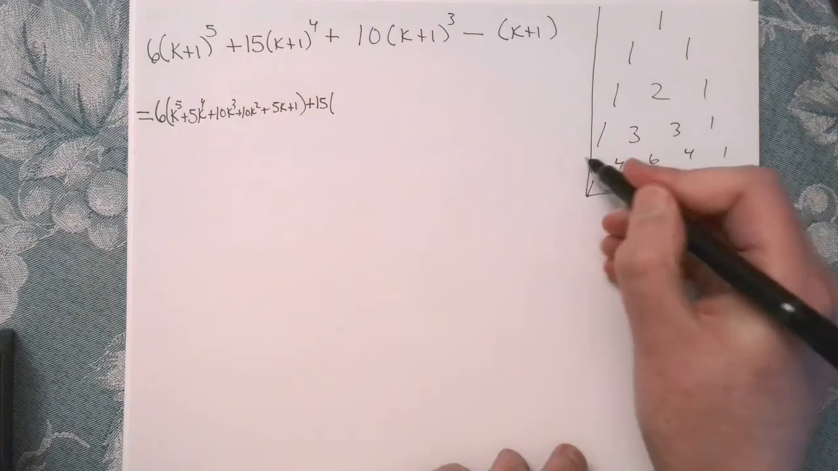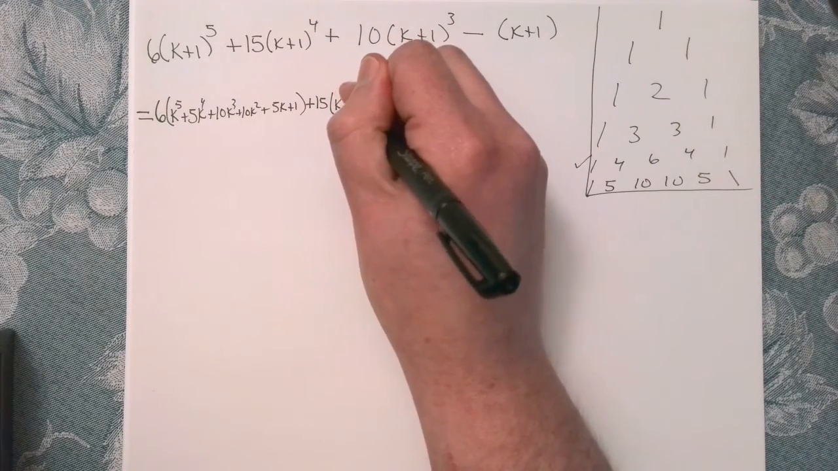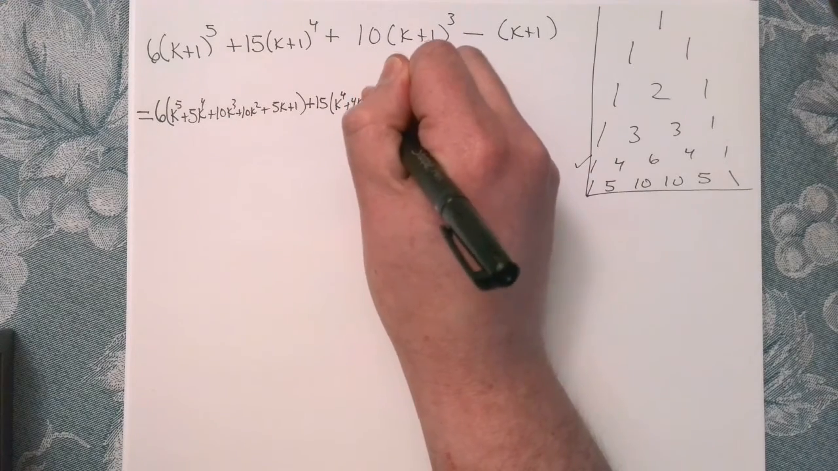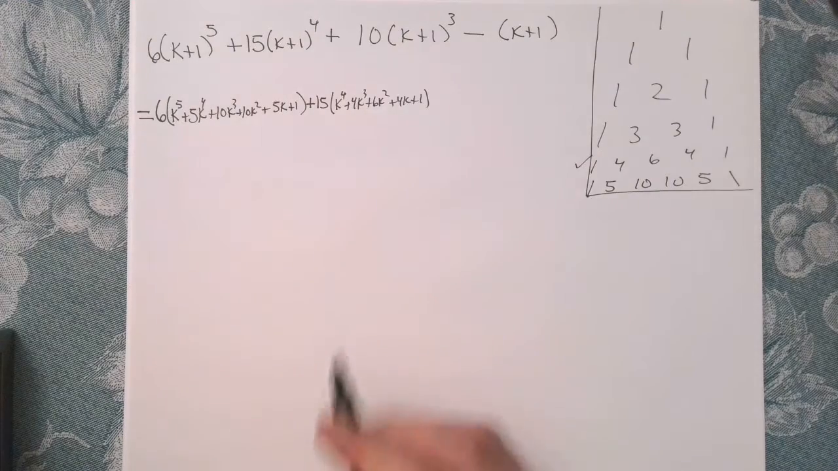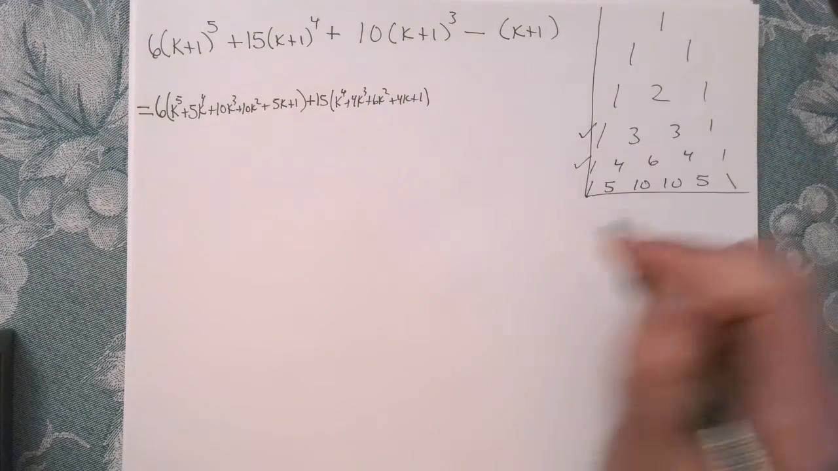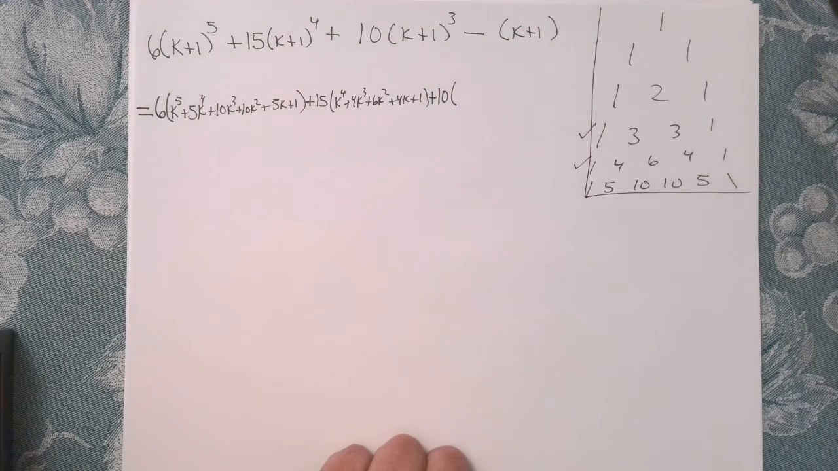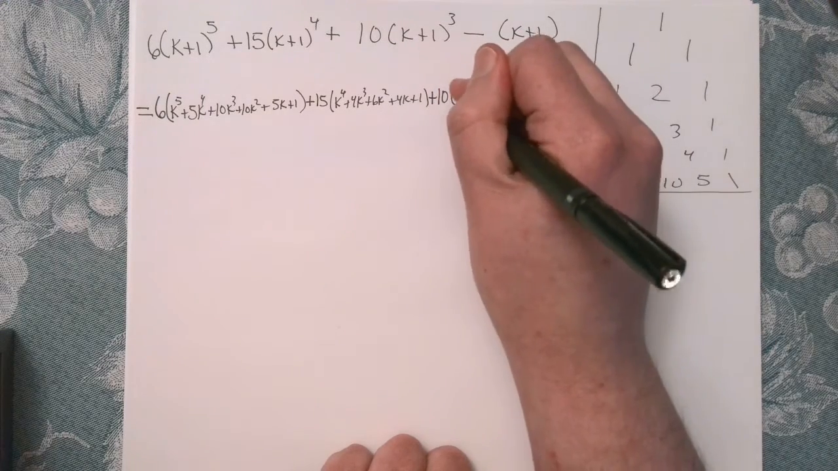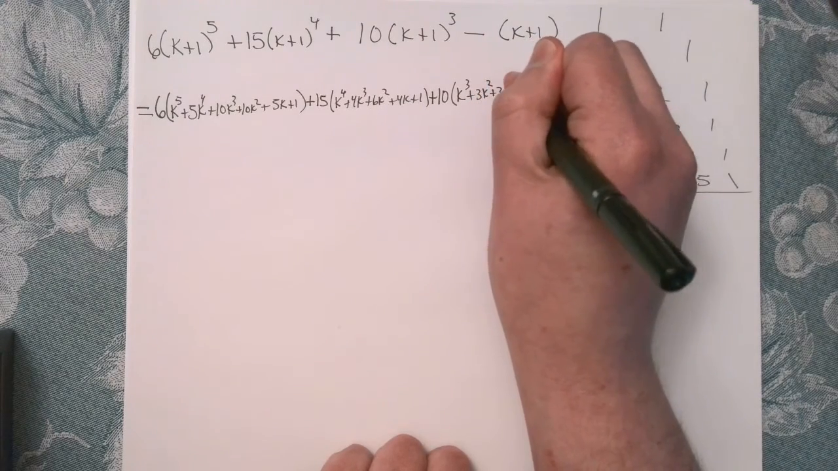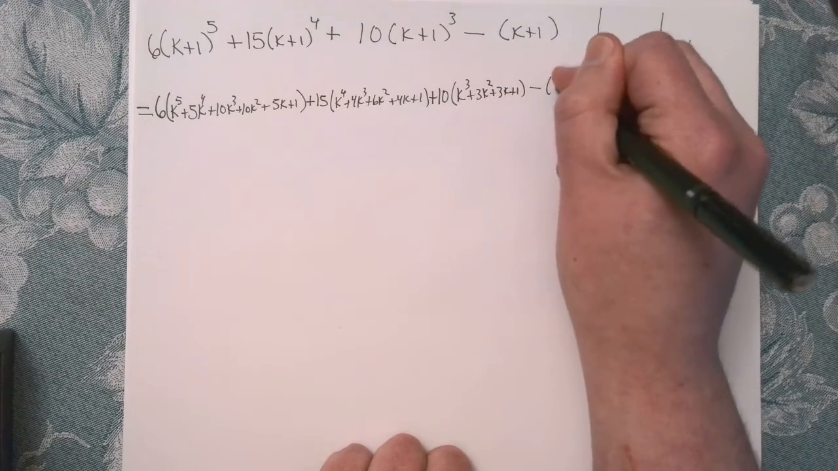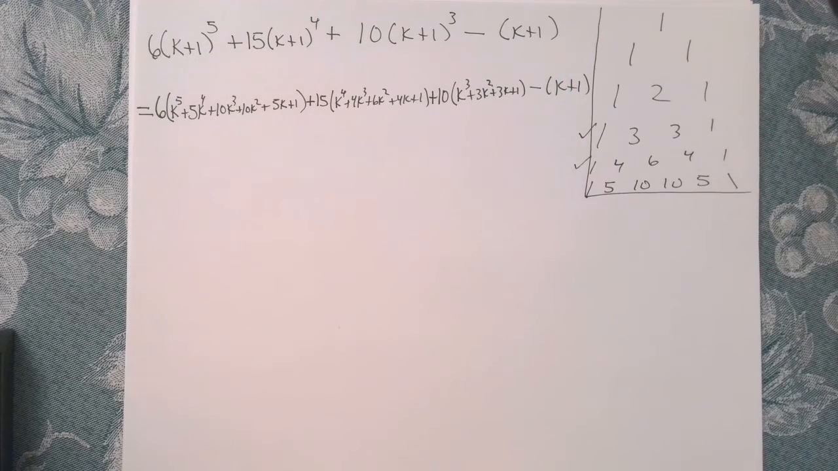So here I want to look at this row. I'm going to have k to the fourth plus 4k cubed plus 6k squared plus 4k plus 1. Okay, so now we want to look at this row for this expansion. So we're going to have 10 times k cubed plus 3k squared plus 3k plus 1 minus k plus 1. So a bit scrunched, but hopefully you were able to follow that along.